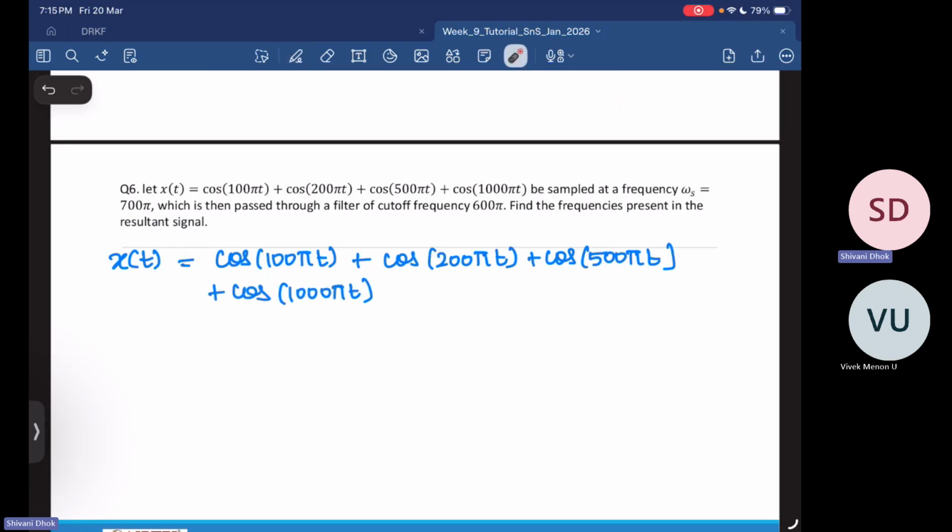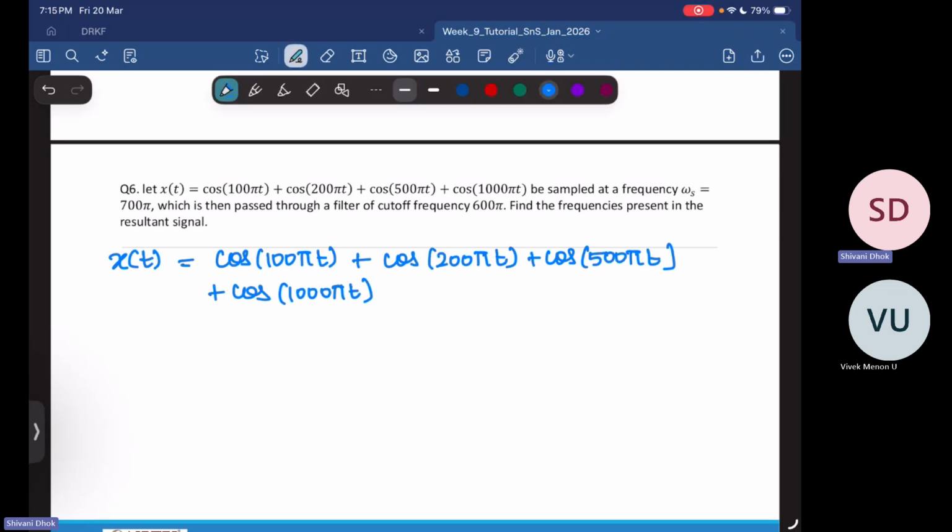These are sampled at a sampling frequency of 700 pi, and after sampling it is passed through a filter with cutoff frequency 600 pi. Now what we want to find out is the frequencies that are present in the resulting signal. Such kind of question has been asked multiple times in GATE.